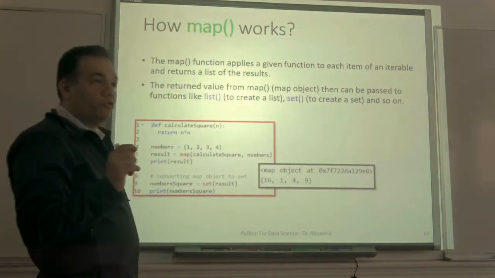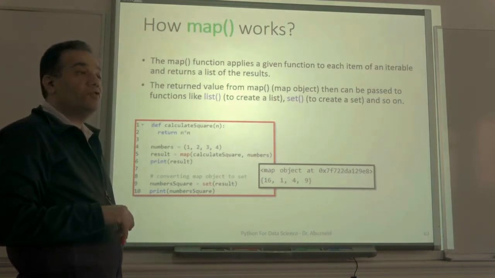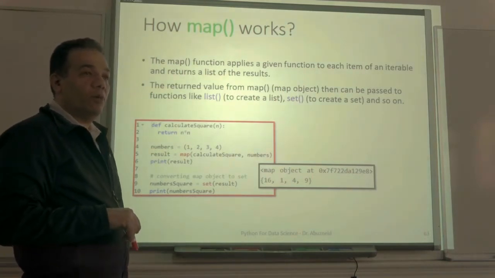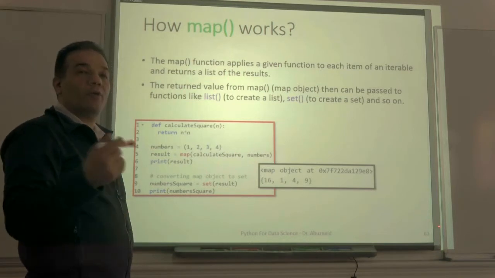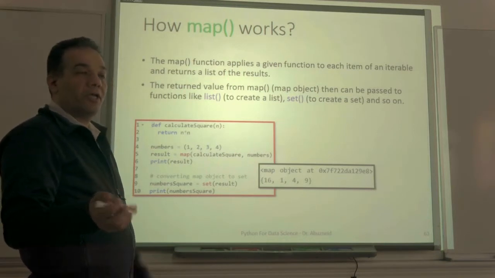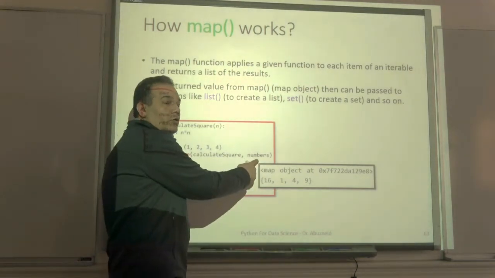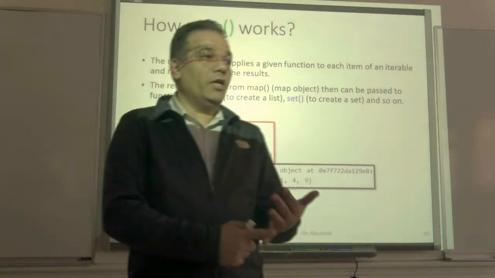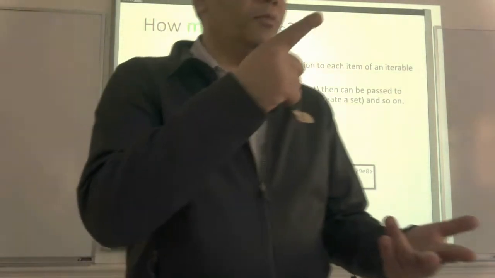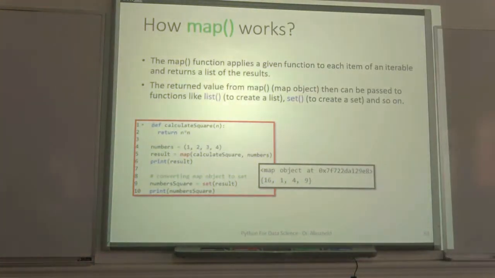If you have a class, for example, of boxes, and you made it iterable, you know how to make it iterable? By creating the iter and next functions. You could pass it here. So any iterable. It could be a string, a list, a set, a dictionary, any iterable. Or any class you created, but you made it iterable. You could map a function to elements of that iterable.